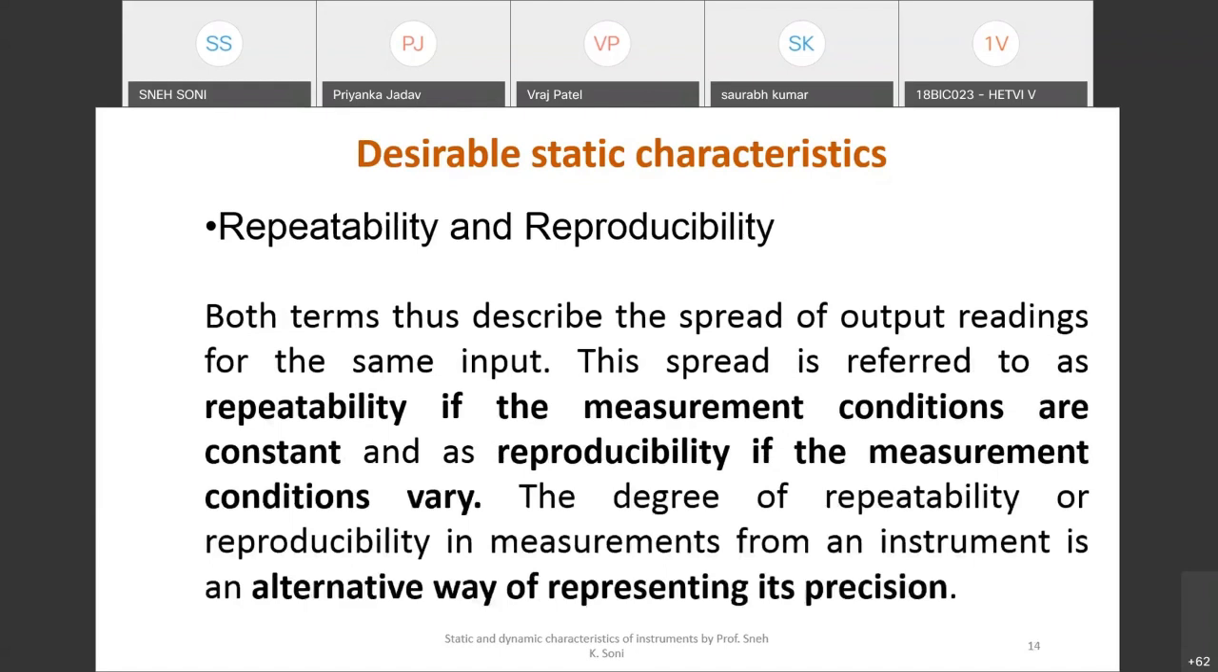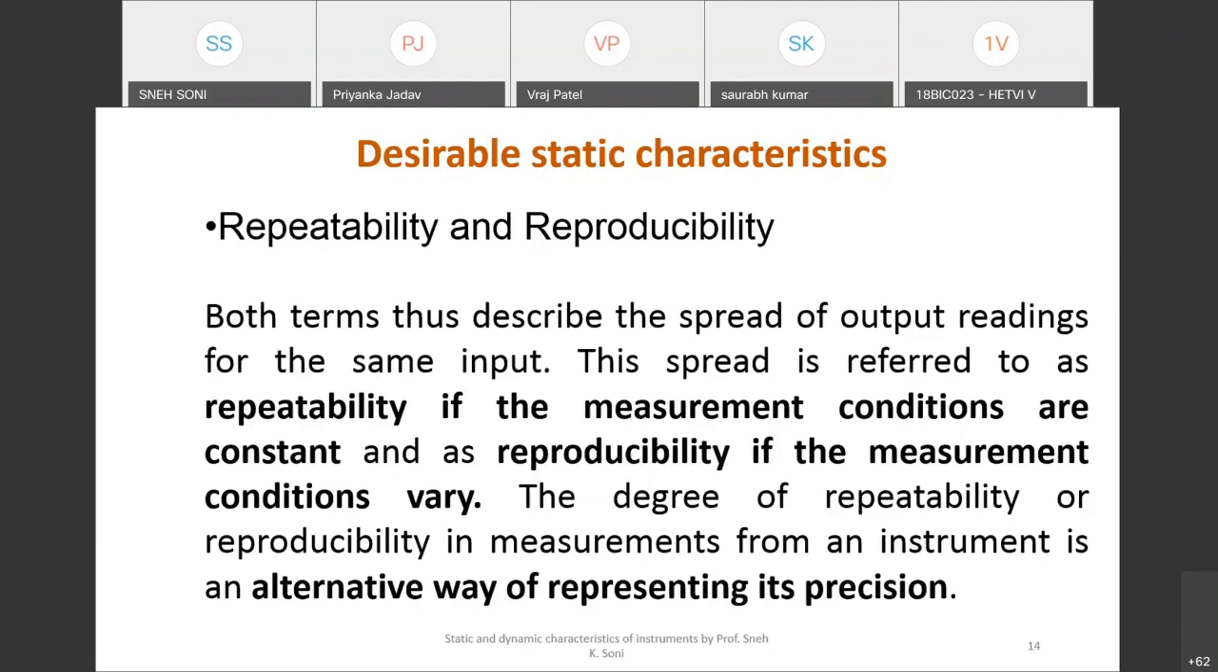Sir, if some device has good reproducibility, can we say it will also have good repeatability? No, because repeatability is a short duration measurement, a short duration analysis, and reproducibility is a long duration analysis. Both are dealing with the measurement, but in different environments or different conditions. So we cannot straight away say that. We have to define both the terms separately.